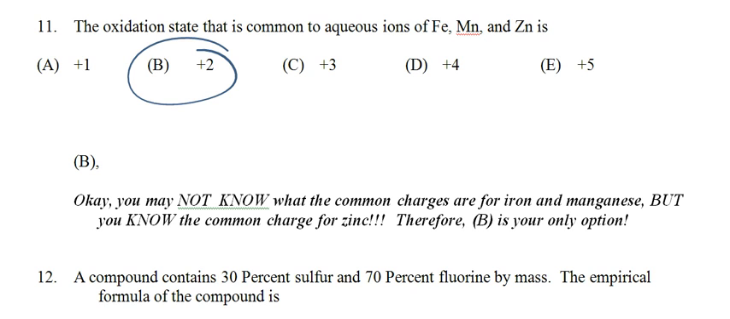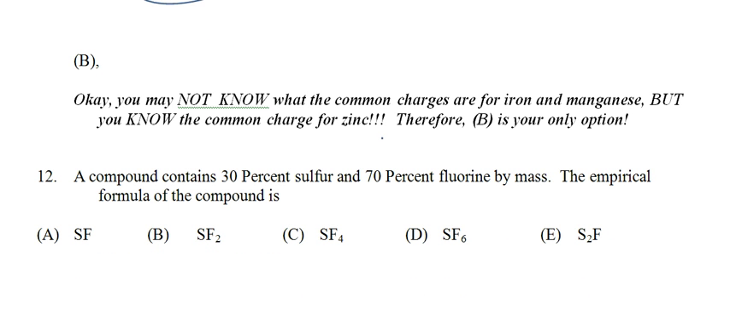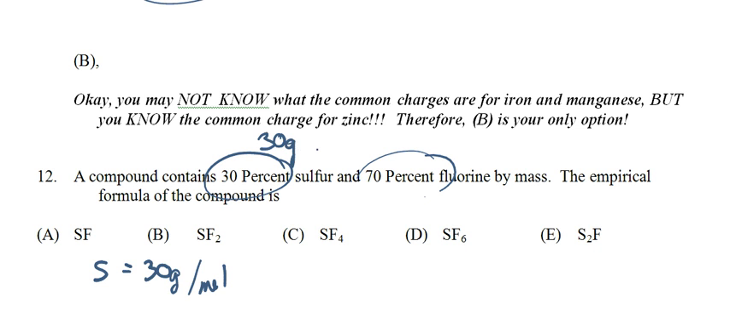Alrighty. Number 12. A compound contains 30% sulfur and 70% fluorine by mass. The empirical formula of this compound is, got to do real quick math here, and I erased the periodic table. I apologize. But sulfur has a molar mass of around 30 grams, 30.97, 30 grams per mole. So if we have a 30% and a 70%, let's just say we've got 30 grams. So that means that we have 1 mole of sulfur, roughly.